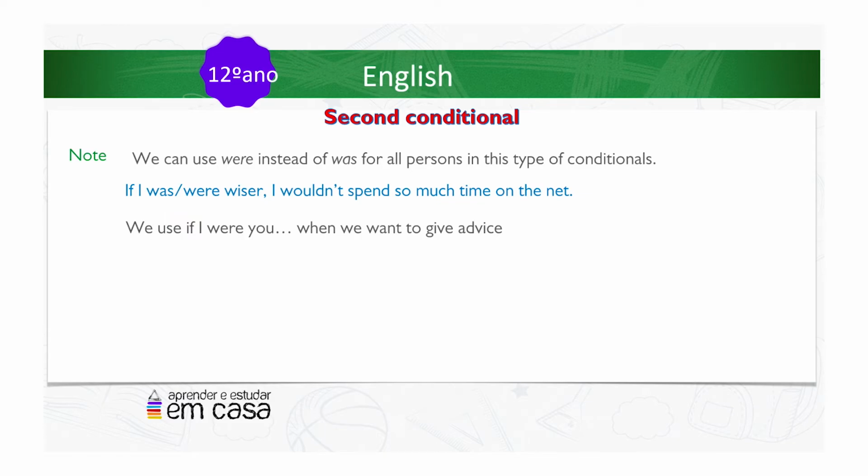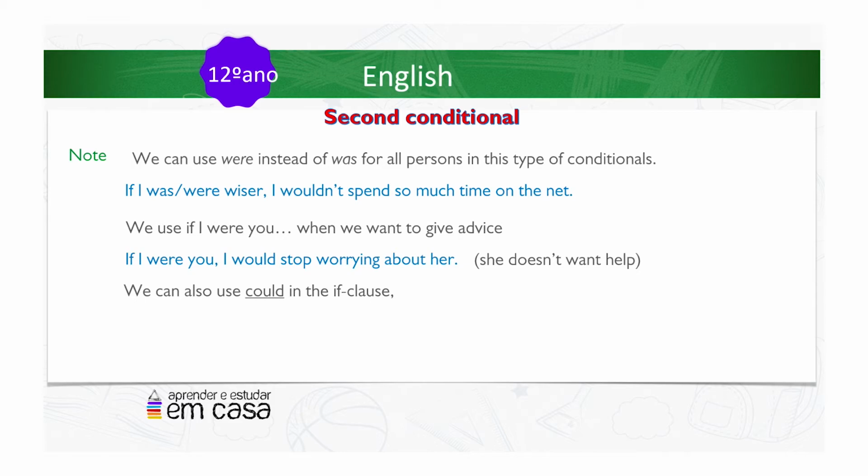Use if I were when you want to give someone advice. If I were you, I would stop worrying about her. She doesn't want help, so you are worried for nothing. You can also use could in the if clause. For example, if I could change the world, it would be a better place. The truth is, I'm imagining because I don't have the power to do it. Okay?